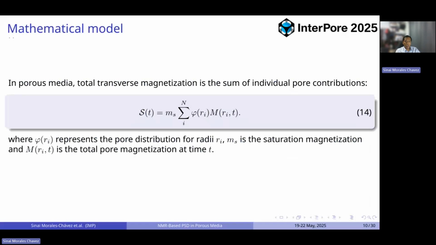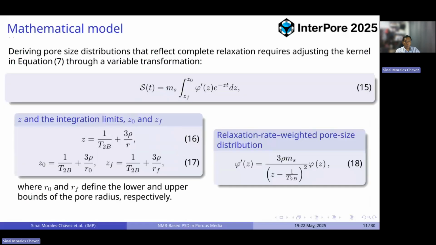However, in order to extract the pore distribution from experimental data, we must invert the signal equation. This is challenging because the Fredholm integral is highly sensitive to noise and ill-posed in nature. To improve stability and account for bulk relaxation, we apply a variable transformation to modify the kernel and a change of variable for the distribution function. Specifically, we define a new variable shown in equation number 16.